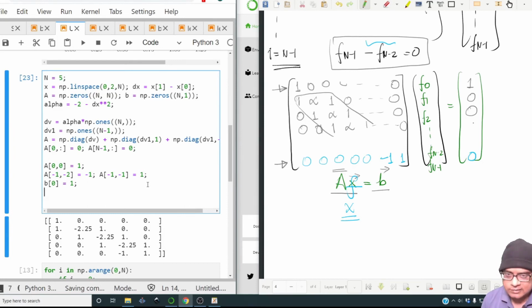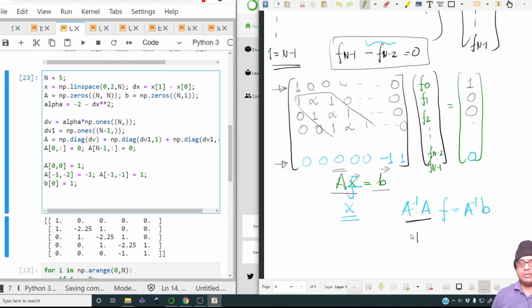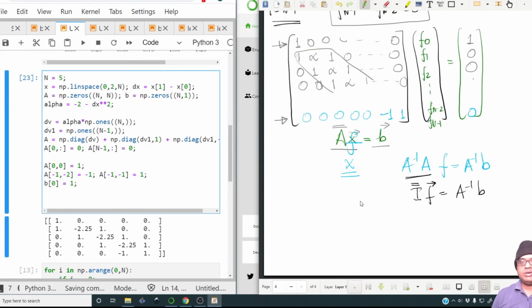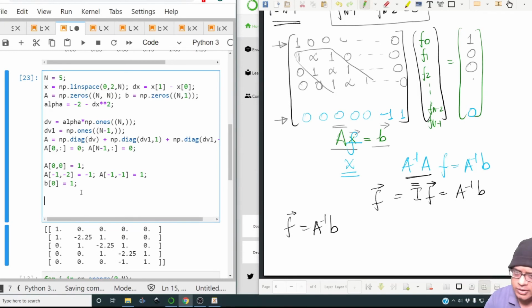Because it's a very trivial case, we take an inverse of A and multiply it. So A inverse A times F equal to A inverse B, but A inverse A is going to be the identity matrix. So identity matrix times the vector F is going to be A inverse times B, and identity matrix times a vector F is going to be the same as F. So the solution F is going to be A inverse times B. So in fact, let us do it. It's not the most efficient way of doing it, no sir, but let's do it regardless.